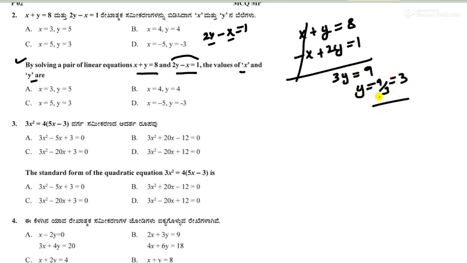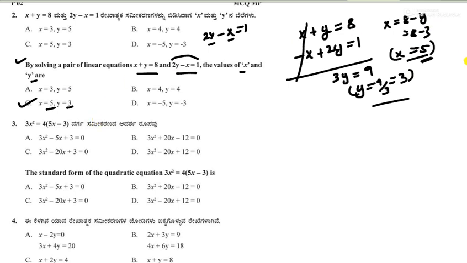Correct? So y is 3. Now you put in any one of the values. So 8 minus y, this becomes 8 minus 3, so how much is that? 5. So x is 5 and y is 3. Option number C. See, they have given x is 3 and y is 5. They have interchanged it just to confuse you. But don't get confused. Just solve it yourself and compare, then tick the answer.